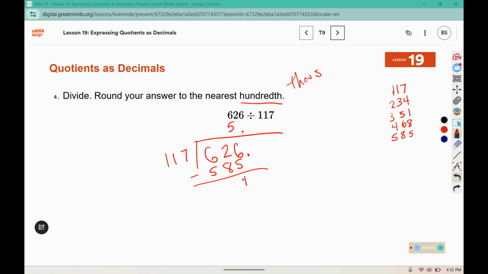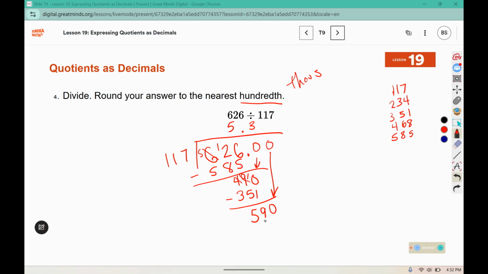6 minus 5 is 1. 12 minus 8 is 4. Then we're going to use a 0. It can fit into 410 3 times, which is 351. 10 minus 1 is 9. 10 minus 5 is 5.